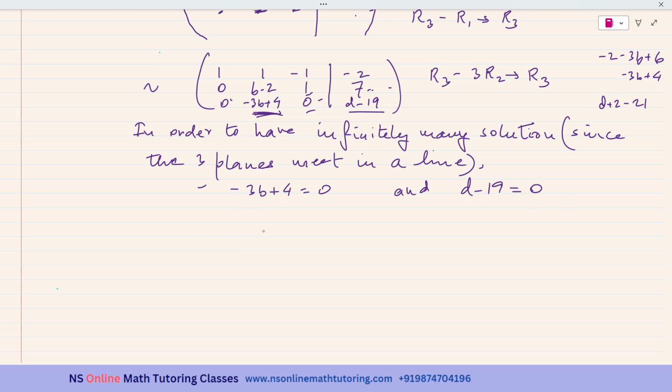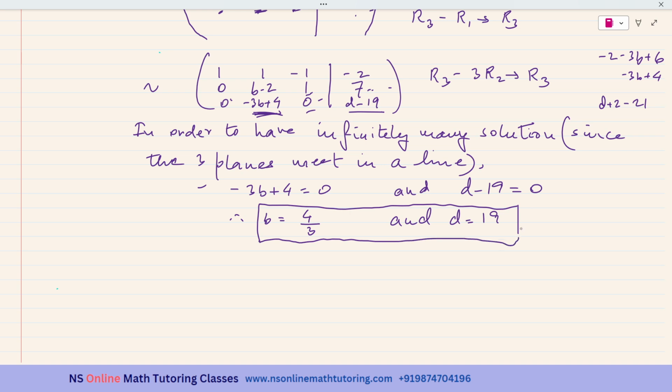So from this equation, what is the value of b? It is 4 over 3, and this is d equal to 19. Okay, so these are the two values, and they are both positive rational numbers because 19 can be written as 19 over 1. So we have completed solving this question.